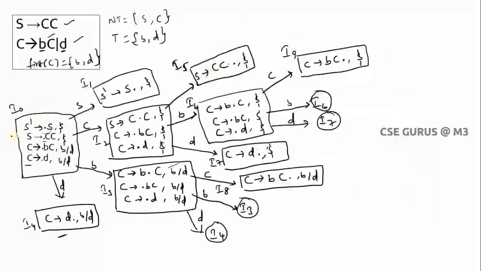So I0, check it out. What are the symbols that you scanned from I0? You scanned from I0 to S, going to I1, I0 to C, going to I2, like this you have. So I0 to S, I0 to C, I0 to B, I0 to D you have. All those things I'll write. First I0 to S, I1.